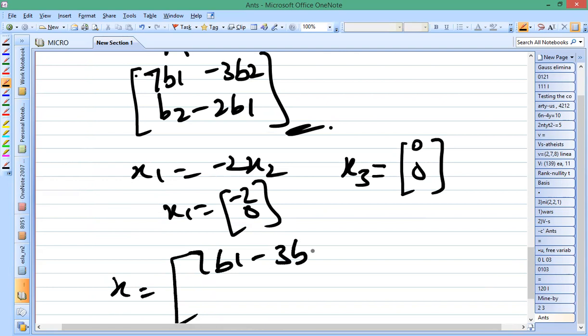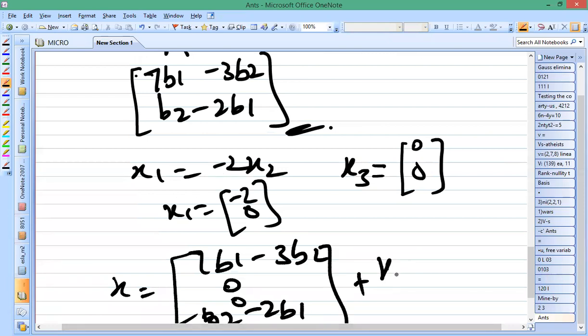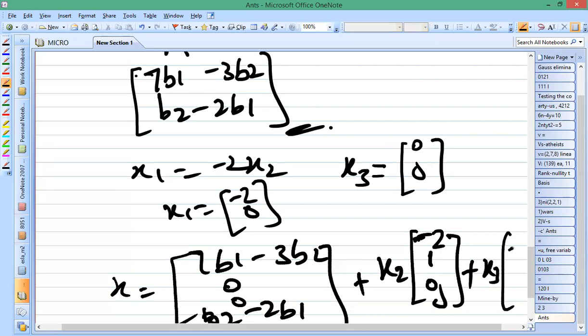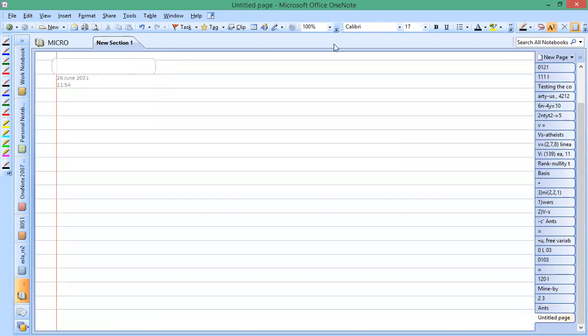7b1 minus 3b2, 0 0, b2 minus 2b1 plus x2 of minus 2 1 0 0 plus x3 of 0 0 1 0. So now we go to the next problem.